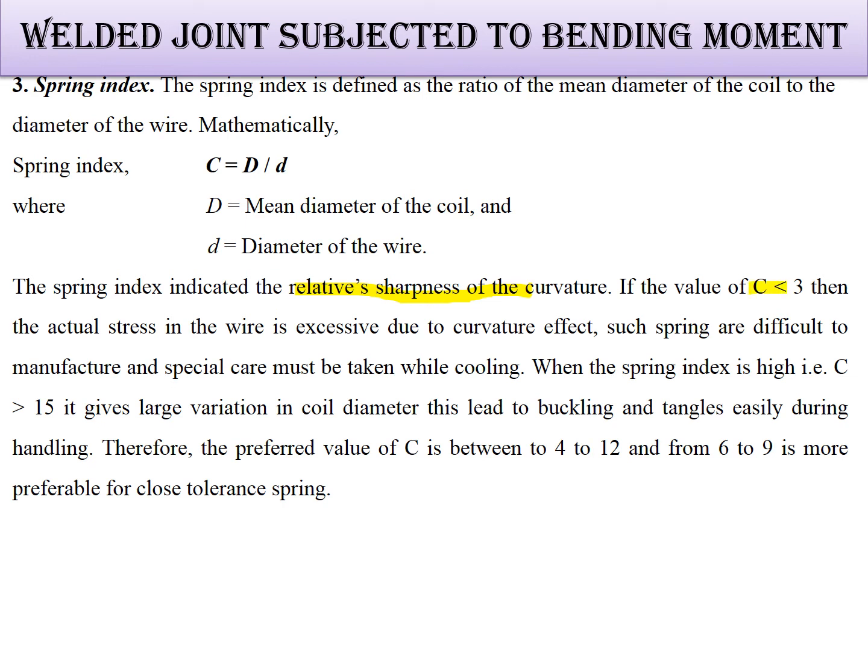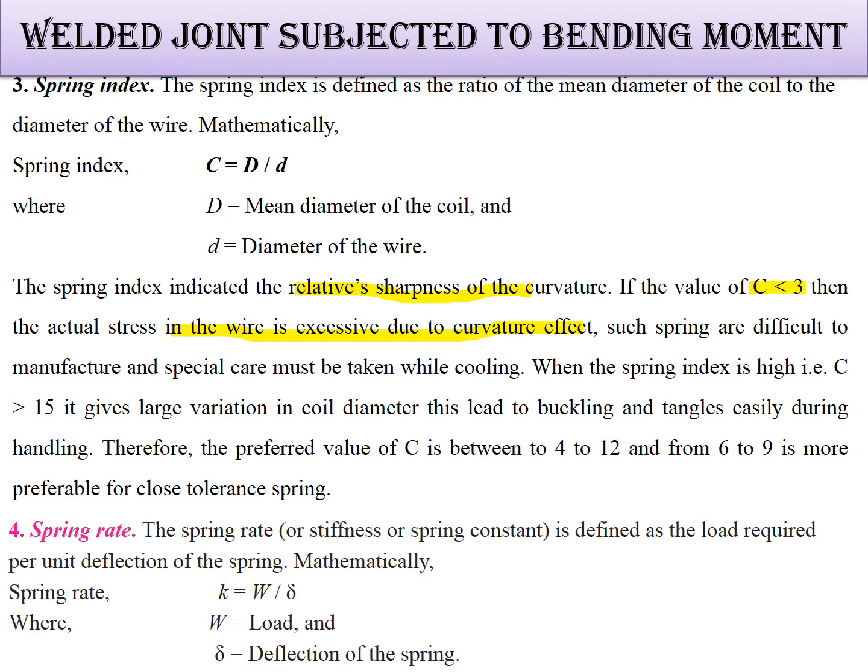If the value of C is less than 3, then the actual stress in the wire is excessive due to curvature effect. Such springs are difficult to manufacture and special care must be taken while cooling. When the spring index is high, that is C is greater than 15, it gives large variation in coil diameter. This leads to buckling and tangling easily during handling. Therefore, the preferred value of C is between 4 to 12, and 6 to 9 is more preferable for close tolerance springs. So this is how the spring index is really important for designing.